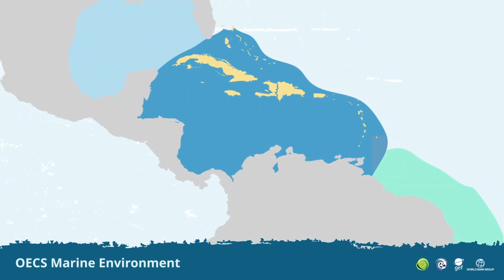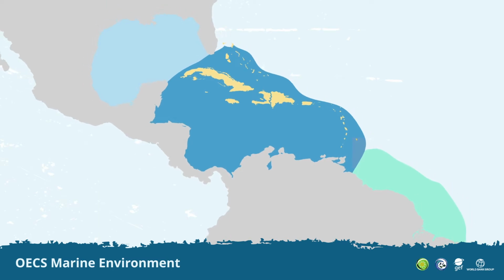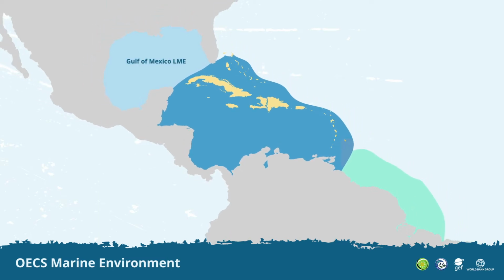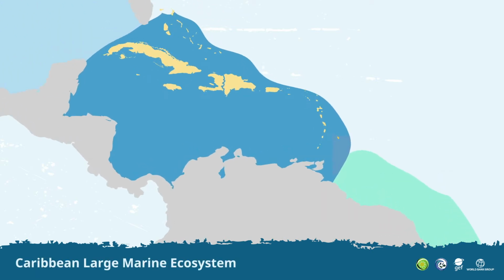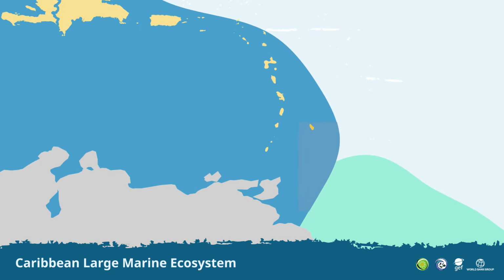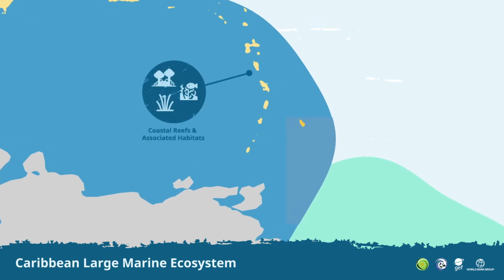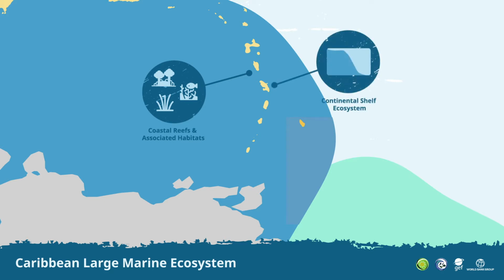The wider Caribbean region is composed of 3 large marine ecosystems, or LMEs, in the Gulf of Mexico, the Caribbean, and the North Brazil Shelf. Within the Caribbean LME, there are 3 main types of smaller ecosystem: coastal reefs and associated habitats such as mangroves, seagrass beds, and coastal lagoons. The continental shelf ecosystem, which is the nearshore waters and seabed habitats between the outer edge of the coral reef and where the ocean drops off to the deep sea. And the offshore pelagic ecosystem, which includes offshore waters and the animals that live within it.